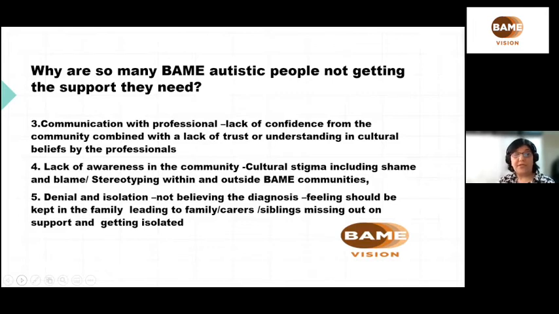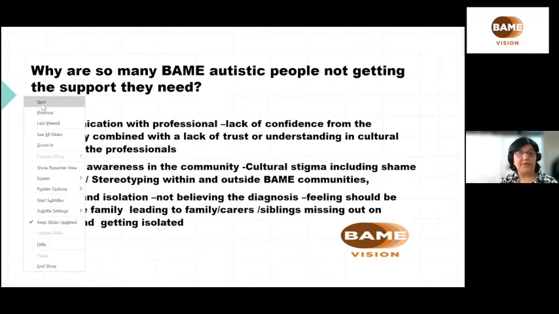You just think, this is not my child, this is not somebody in my family. Or actually feeling that, okay, that's what has happened, but you need to keep it in the family and not say much about it. That can mean that families, carers and siblings miss out on the support and get isolated themselves. So I think it's important to think about why people are not getting help from BAME communities, and to be honest, anyone really, but BAME communities particularly are finding it challenging. Okay, next one.